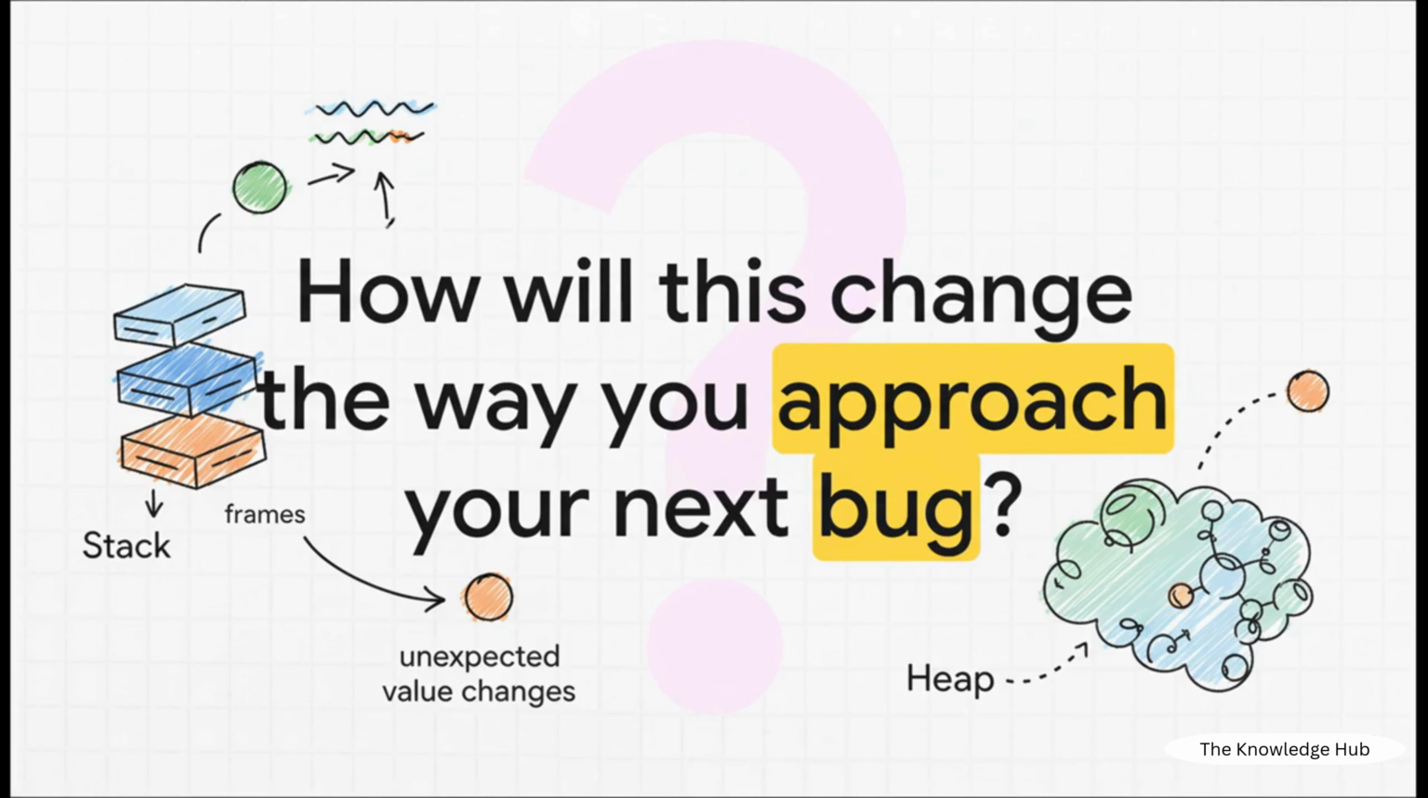So, I'll leave you with a question to think about. The next time you're debugging and you see a value change when you didn't expect it to, just stop and ask yourself, is this data living on the stack as a copy, or is this a reference to something shared on the heap? I promise, just asking that question will make you a much more effective debugger and a much stronger developer.